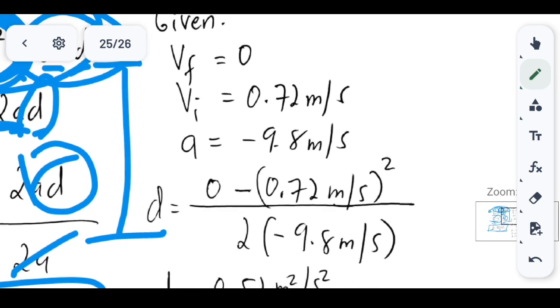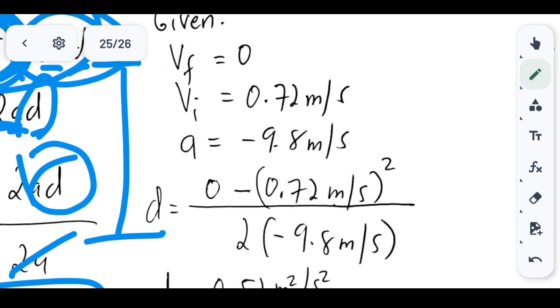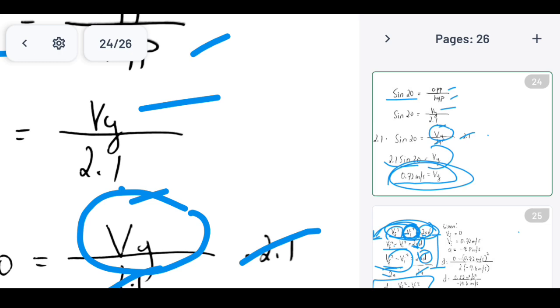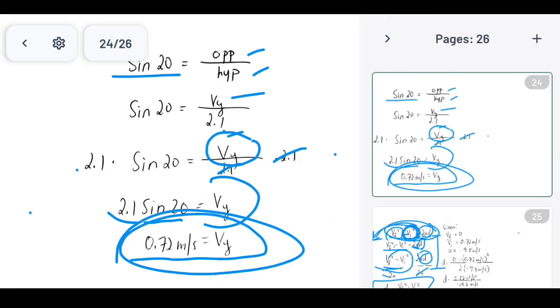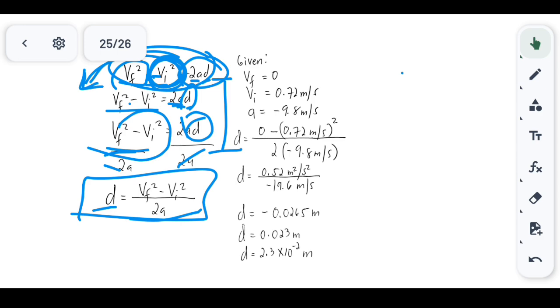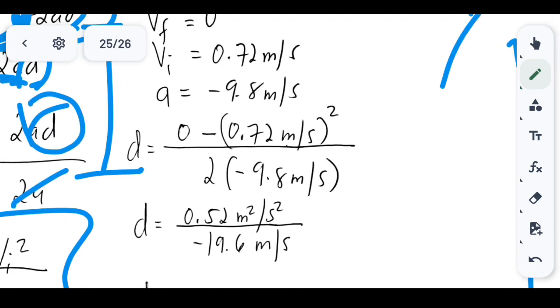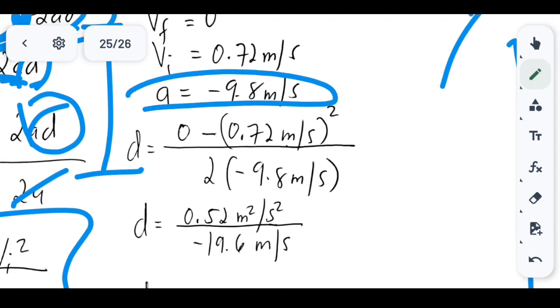Next is identify the given values. Yung final velocity natin ay hindi given, 0. Yung initial velocity natin ay 0.72 meters per second. Galing siya dito sa solving natin ng y component. Ito siya, this one. And then the next is acceleration. Whenever you throw an object upward, the 9.8 will become negative. So constant yan, 9.8 meters per second squared, negative.